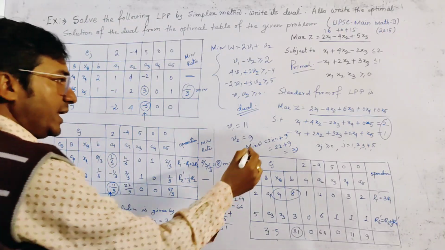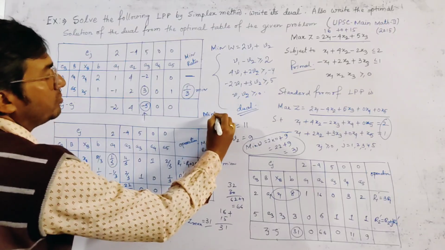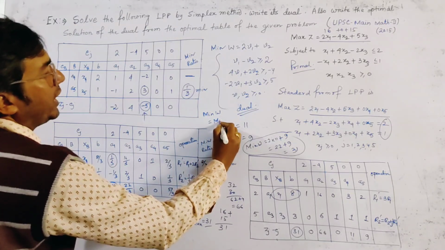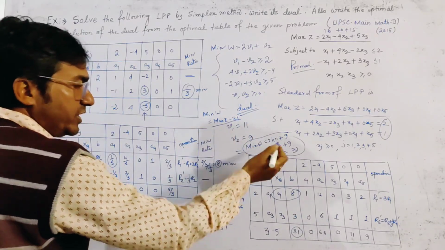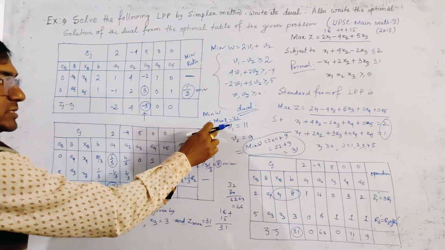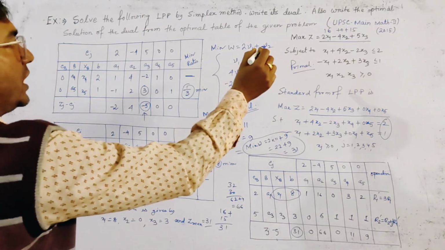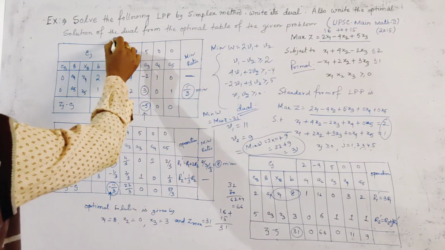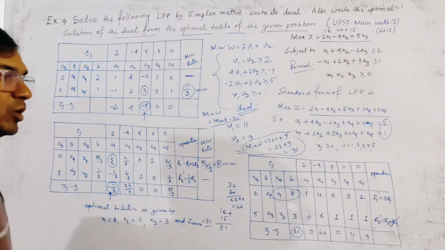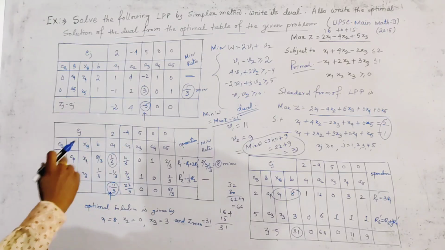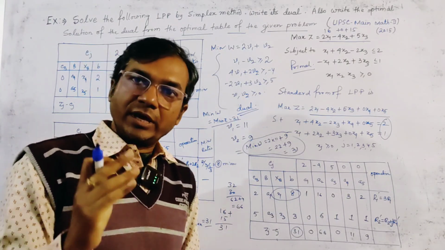Or we say directly min W is equal to max Z, this is equal to 31. We also verify here min W and max Z are the same. Okay, and this is the last answer, the solution of the dual from the optimal table of the primal problem. Very interesting and important problem of simplex method. Okay, thank you for watching.